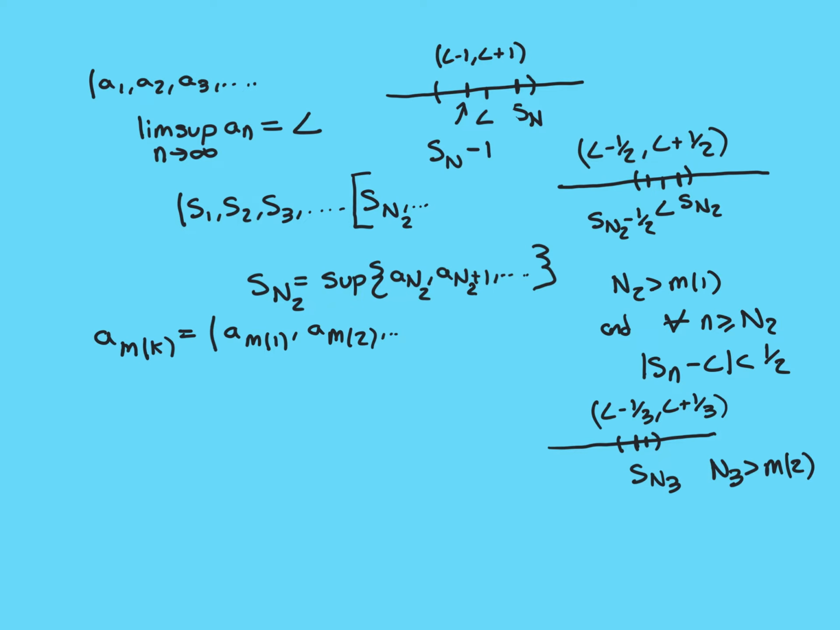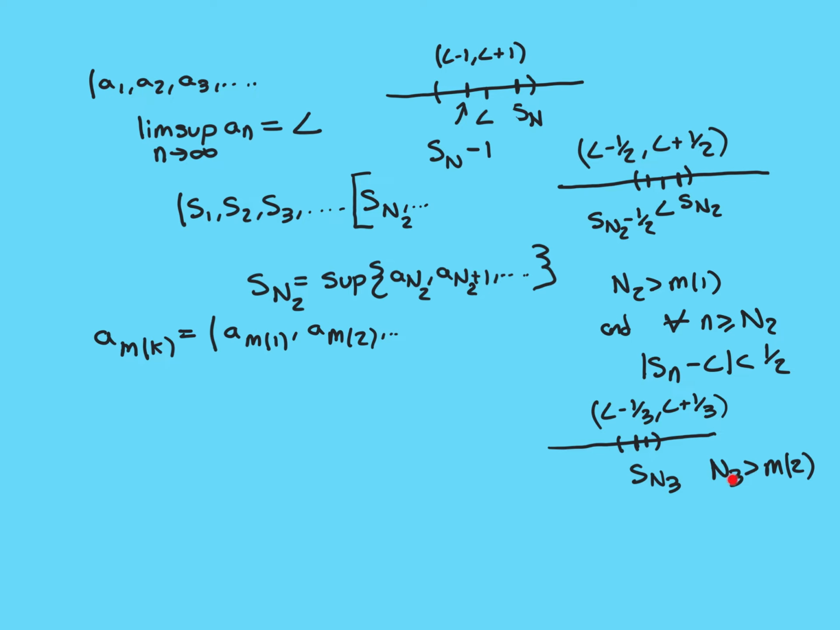So let's now continue on with the third term of the subsequence. Now what I'm going to do is take the interval L minus a third to L plus a third, the interval of radius a third around L. And again, because the sequence of supremums converges to L, I can find you a term in this sequence such that it and all the terms beyond it are inside this interval around L.